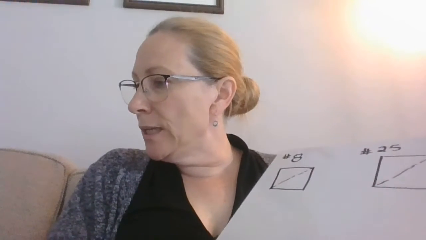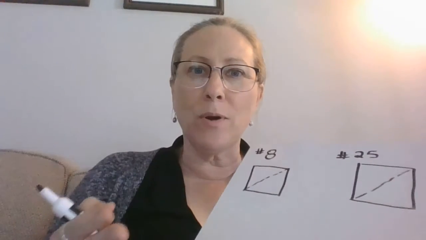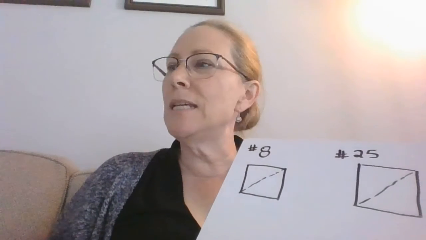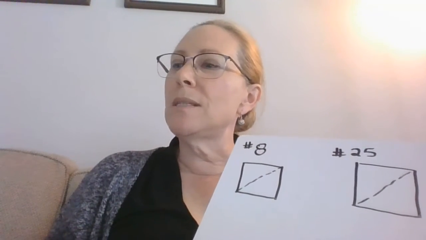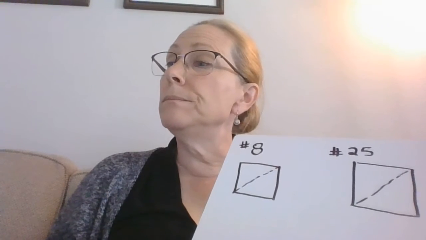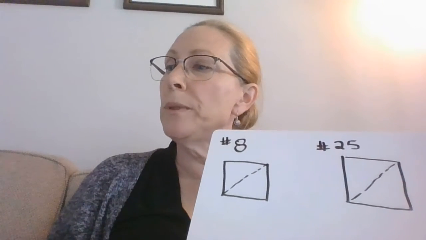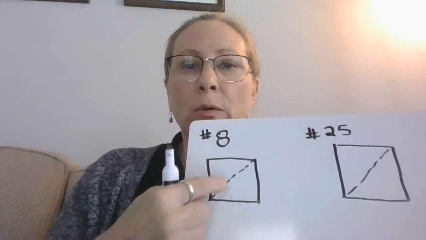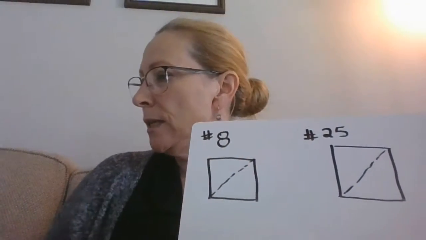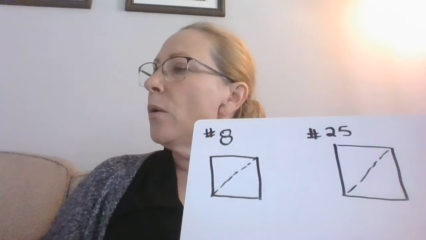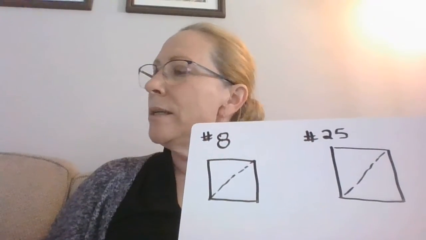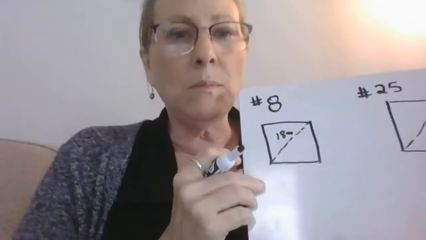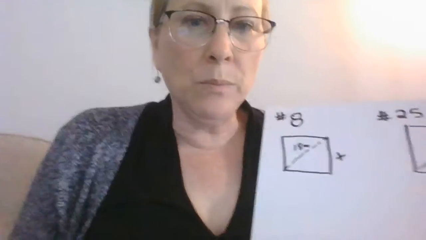First, I'm going to look at 8 and 26. The reason being they're actually the same problem. Number 8 is the problem that says a walkway forms one diagonal of a square playground. So here's your square playground. There's your diagonal across it. The walkway is 18 meters long. How long is the side of the playground? So that makes it 18 meters, and we're looking for the side of the playground.